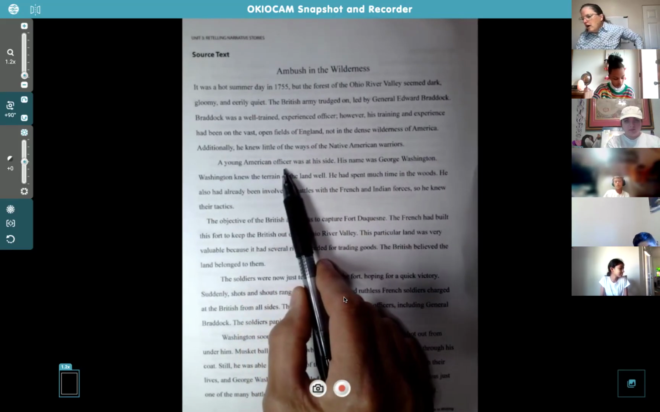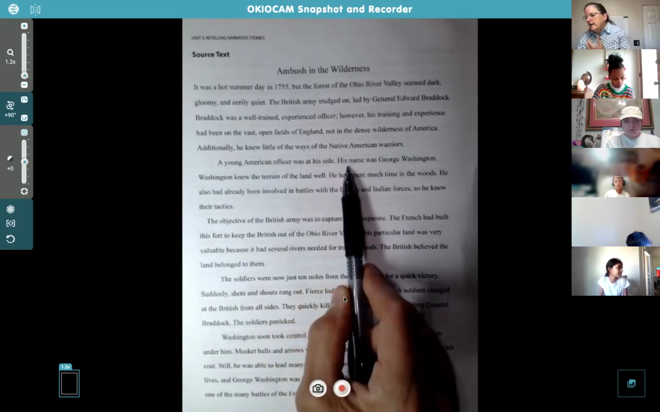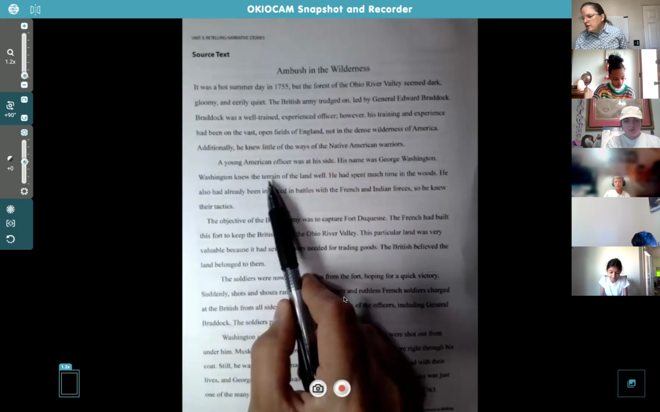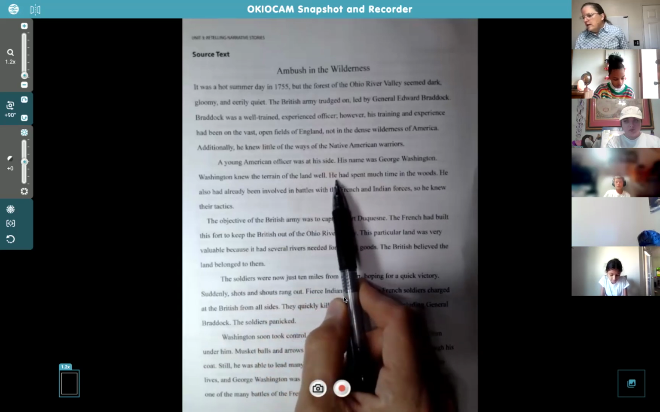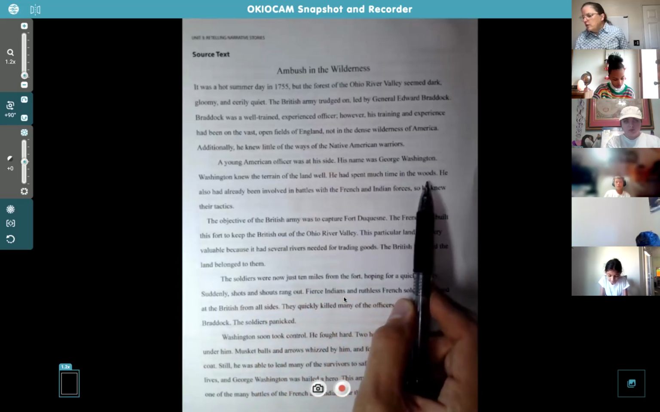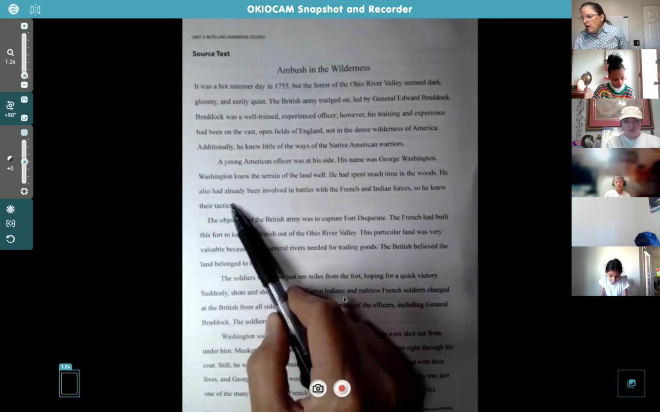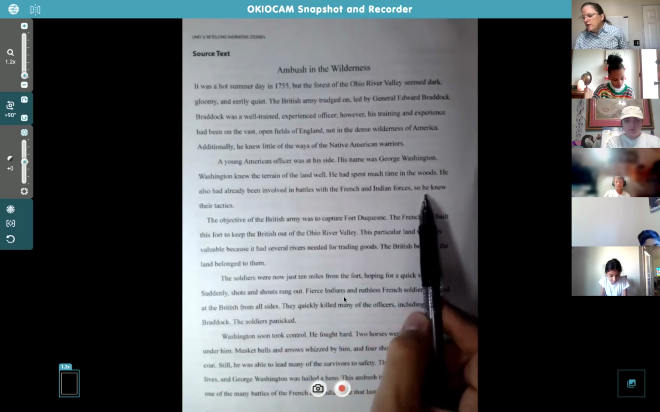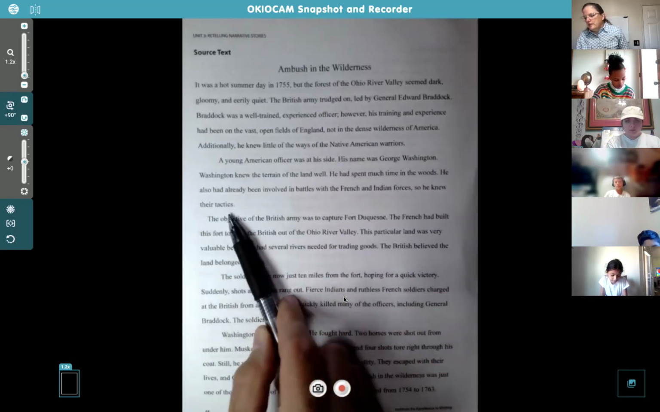A young American officer was at his side. His name was George Washington. We know that guy. Washington knew the terrain of the land well. He had spent much time in the woods. He also had already been involved in battles with the French and Indian forces, so he knew their tactics.